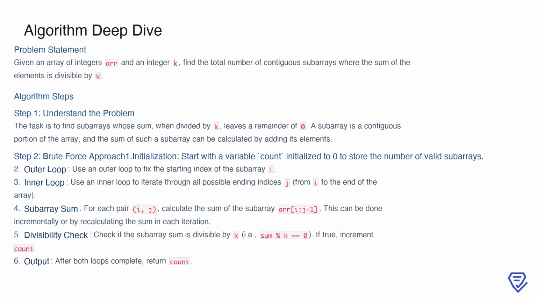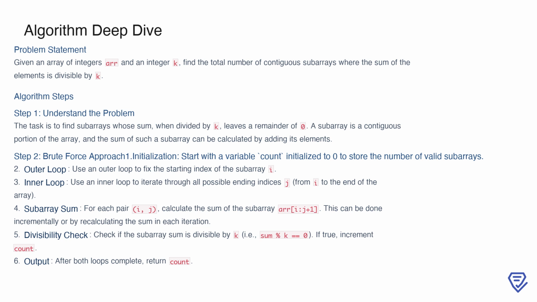One straightforward way to solve this is through a brute force approach. We initialize a counter to keep track of valid subarrays, then use two nested loops to consider all possible subarrays. The outer loop fixes the starting index, while the inner loop iterates through all potential ending indices. For each subarray, we calculate the sum and check if it's divisible by k. If it is, we increment our counter. Finally, after examining all subarrays, we return the counter.